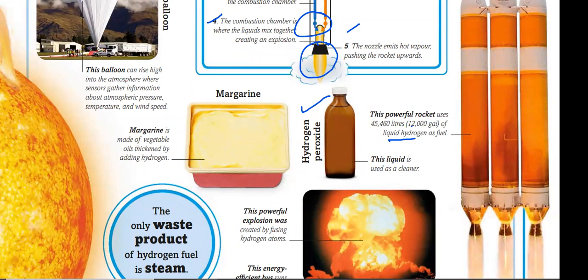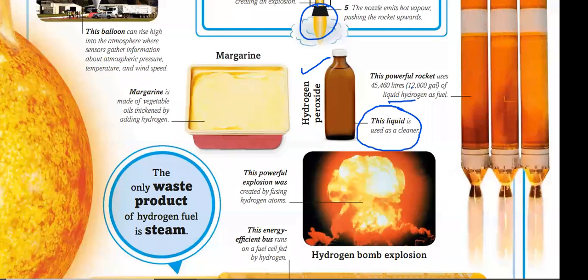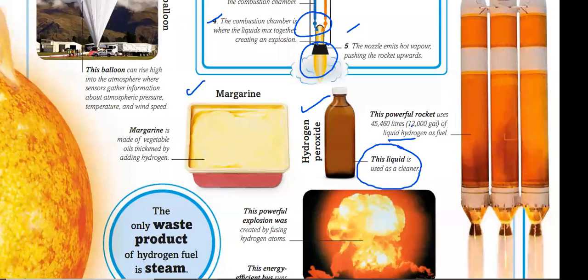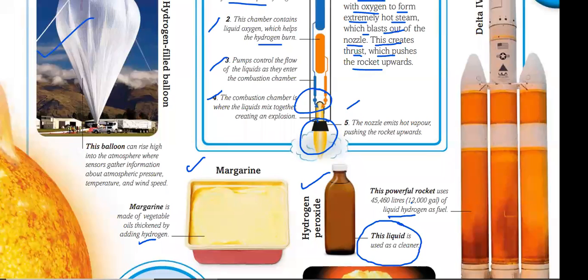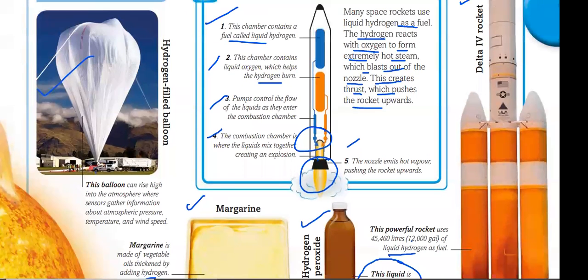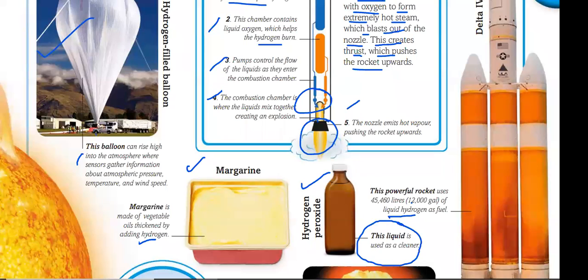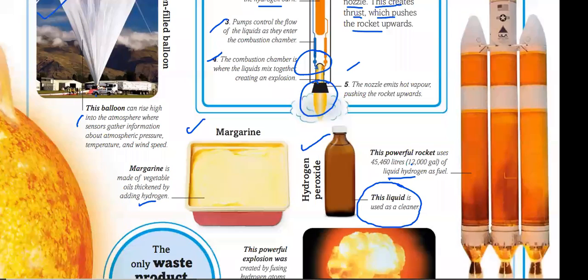Hydrogen peroxide, if you study it, is a liquid used as a cleaner. And margarine, if you take it here, is made up of vegetable oils thickened by adding hydrogen. And this balloon, if you observe, can rise high into the atmosphere where sensors gather information about atmospheric pressure, temperature, and wind speed. They are all filled with hydrogen gas.